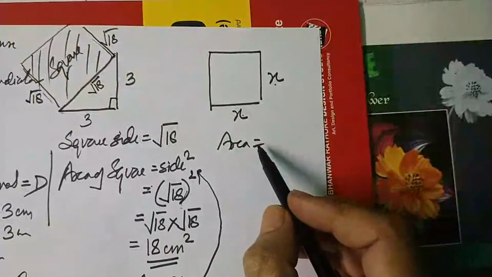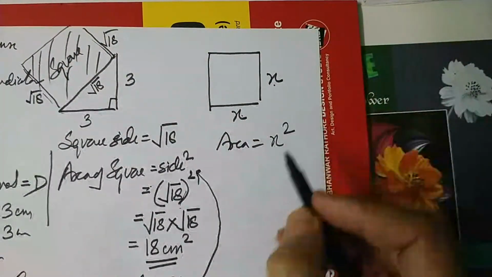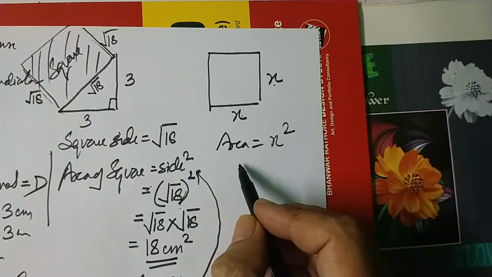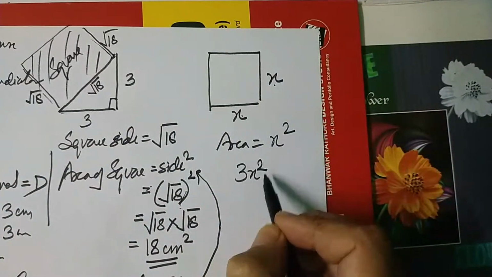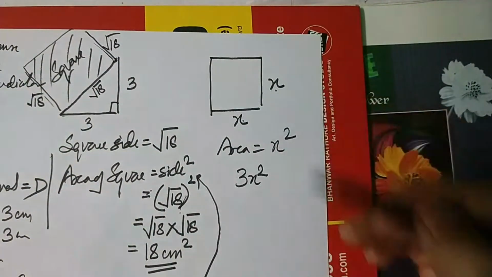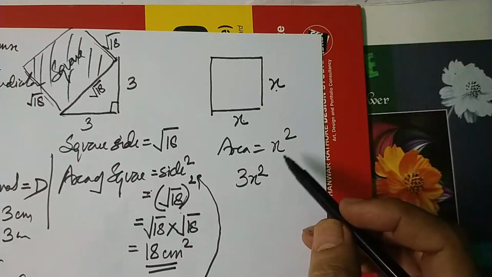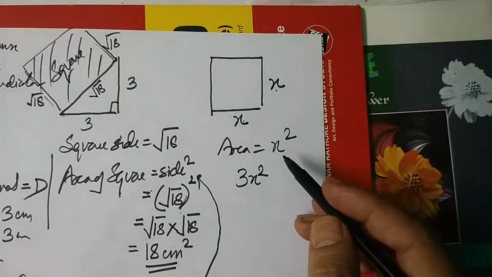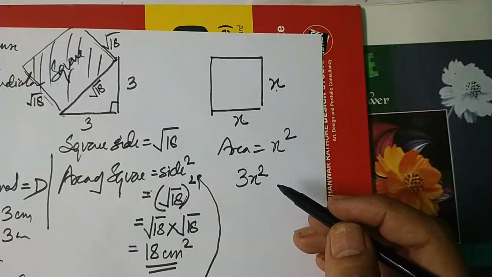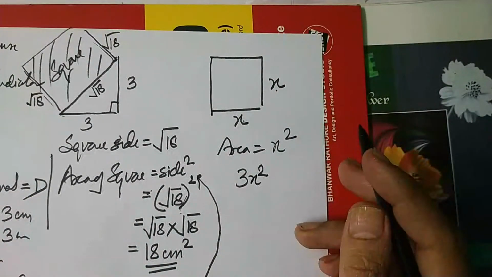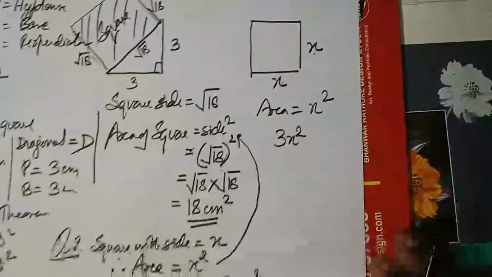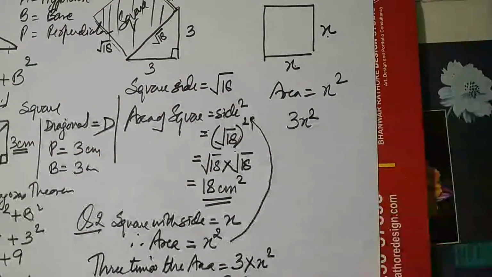Okay, so area will become x square, but if I do 3x square, I will not get 3x square in 3 times the area. So that is not possible, because in Pythagoras theorem we cannot do square root of 3. It is only square of even numbers. So question 2 is just to tell you.